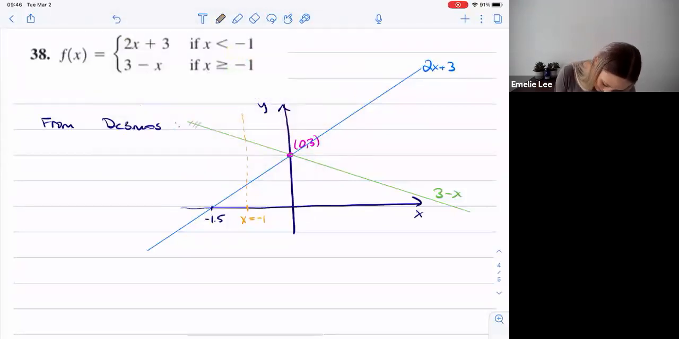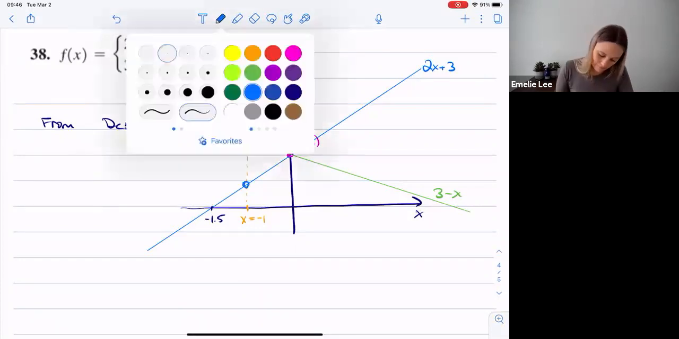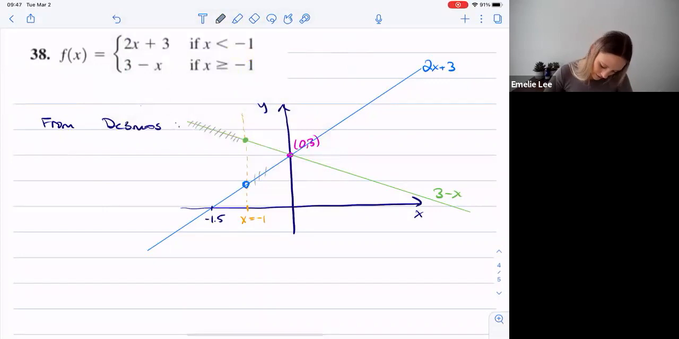In fact, I'm going to remove this, put a closed dot here, and put an open dot here. And then I'll just remove this. So what happens is this graph behaves like this. So positive slope, and then at x equals negative 1, it's going to jump up to here, and then it's going to go like this.